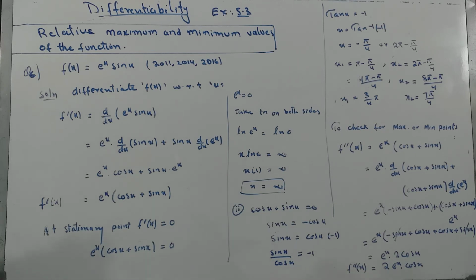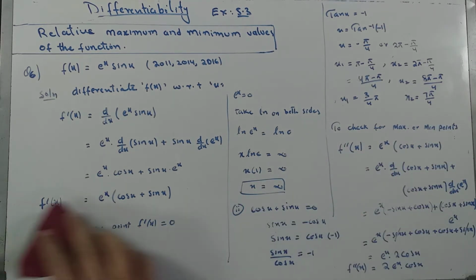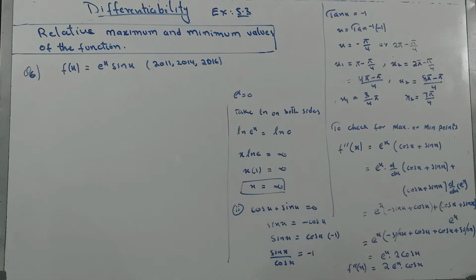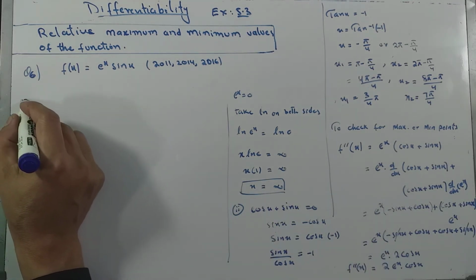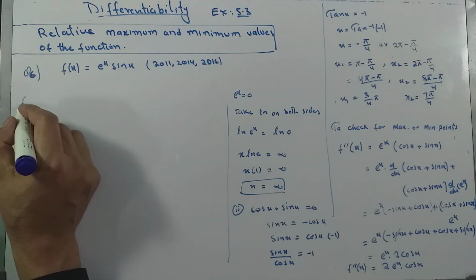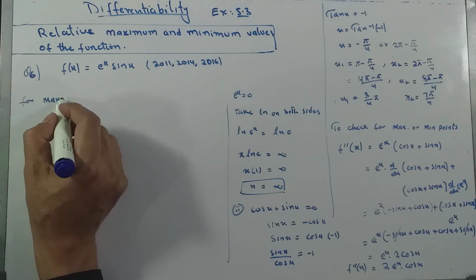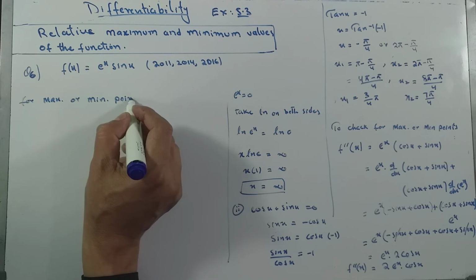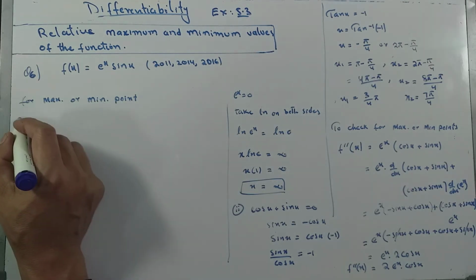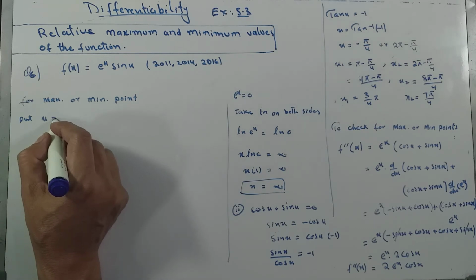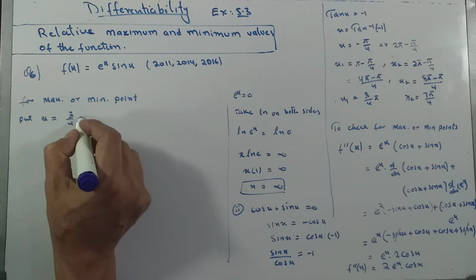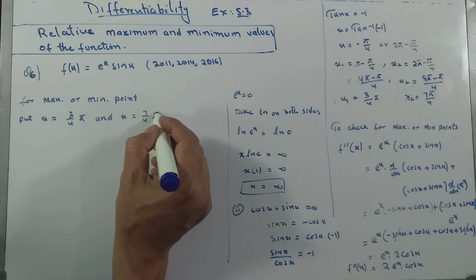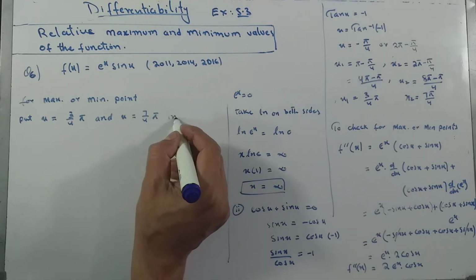I don't have the space here, so I have to remove this first part. Now, for maximum or minimum points, put x equal to 3 upon 4 pi and x equal to 7 upon 4 pi in the function f of x.